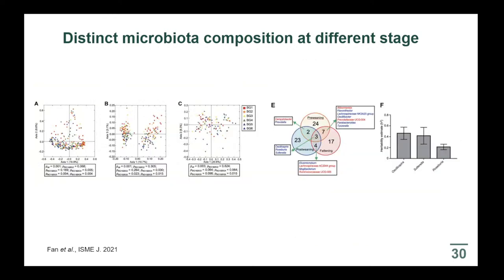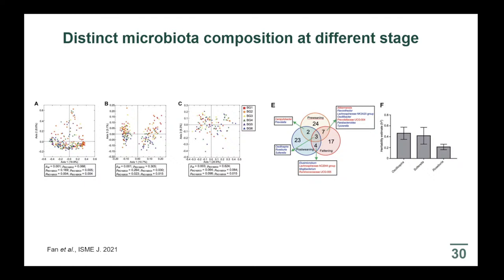So no matter what, I put animals on pasture 3 months, 9 months, 18 months, they have quite different microbiota structures between breed groups. So therefore, we believe microbiota composition, also microbiota structure, is affected by host genetics significantly.